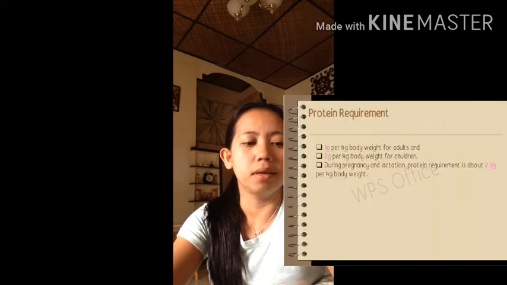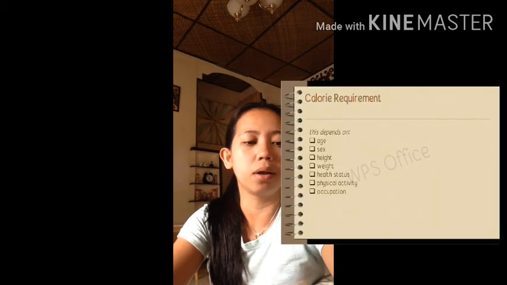Formula. Protein requirements: 1 gram per kilogram body weight for adults and 2 grams per kilogram body weight for children. During pregnancy and lactation, protein requirement is about 2.5 grams per kilogram body weight. Calorie requirements. This depends on age, sex, height, weight, health status, physical activity, and occupation.